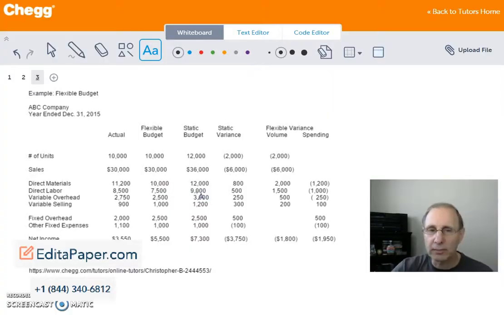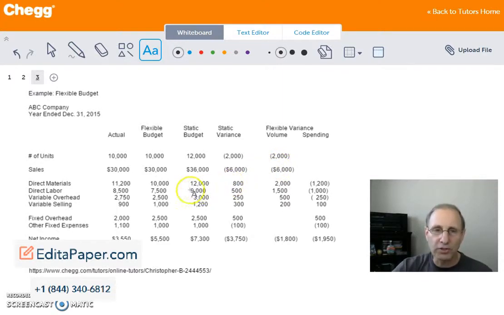So now we're going to compute the variances looking at the actuals versus the flexible budget. And what that gives us the ability to do is take the total variance versus the static budget and break it down into volume and spending. So let's look at sales as the first line item. Obviously, we sold 2,000 fewer units. Our sales on a per unit basis at $3 per unit were $6,000 lower. So that all relates to volume.